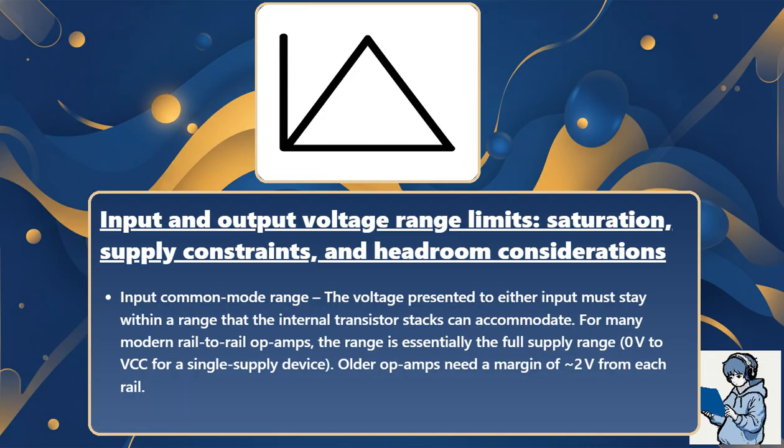Input common mode range: the voltage presented to either input must stay within a range that the internal transistor stacks can accommodate. For many modern rail-to-rail op-amps, the range is essentially the full supply range, 0 volts to VCC for a single supply device. Older op-amps need a margin of about 2 volts from each rail.